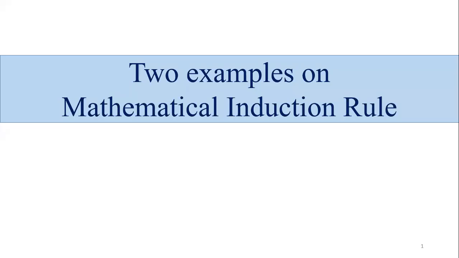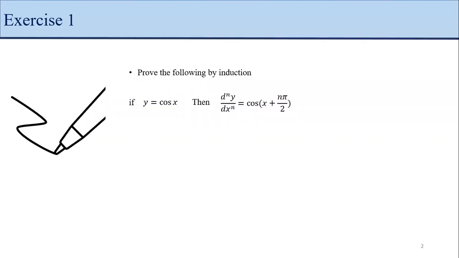In this video, we are going to solve two examples on the topic of mathematical induction. In the first exercise, we are given cosine of x as a y function. Then we are asked to prove that the nth derivative of y is equal to the cosine of x plus n pi over 2.